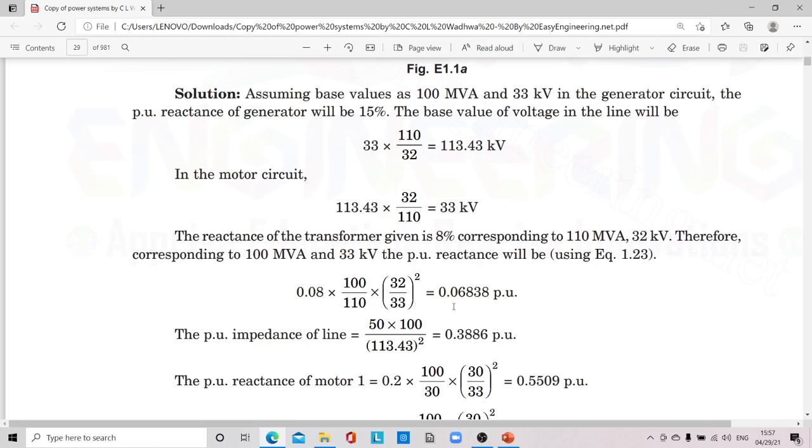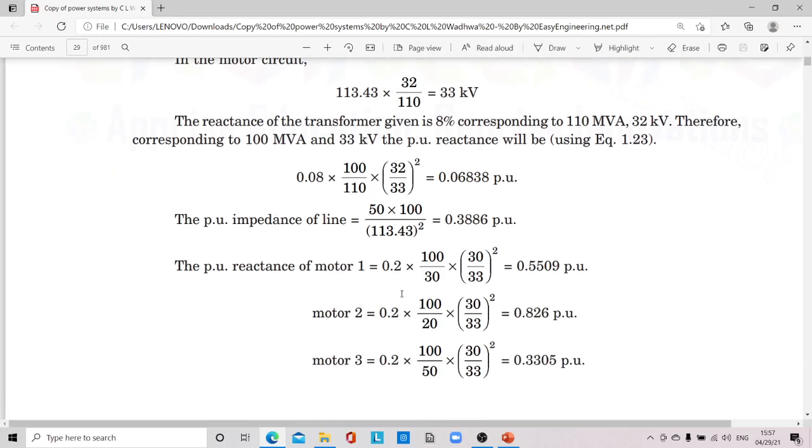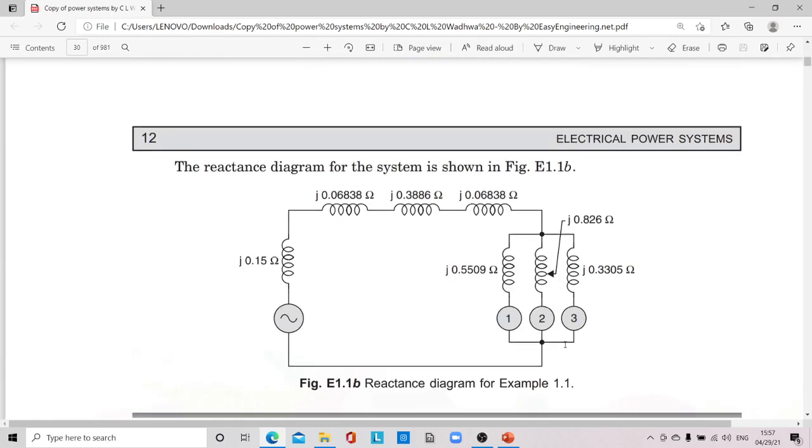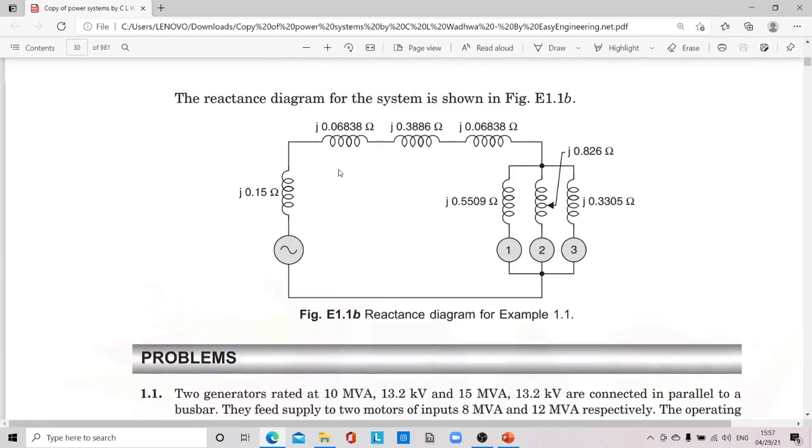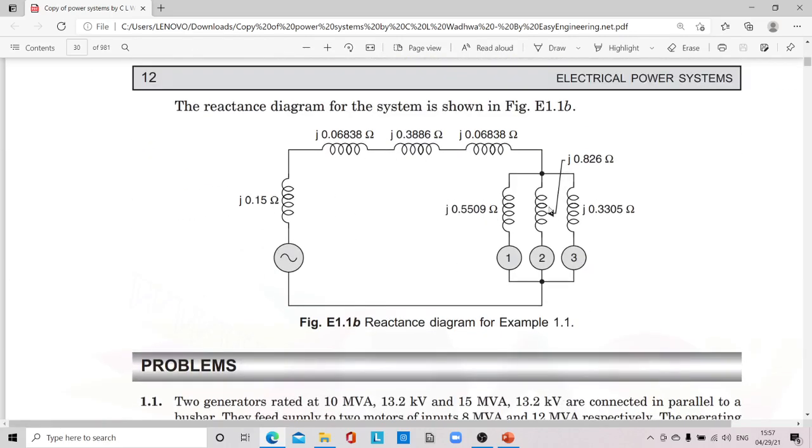The per unit impedance of the line will be 50 into 100 by 113.43 squared, and the per unit reactance for motors 1, 2 and 3 will be 0.2 into 100 by 30 into 30 by 33 squared. So we get these values: 0.55, 0.82 and 0.33 per unit. So the reactance diagram is like this. We insert all the values in the circuit diagram. So this is the reactance diagram.